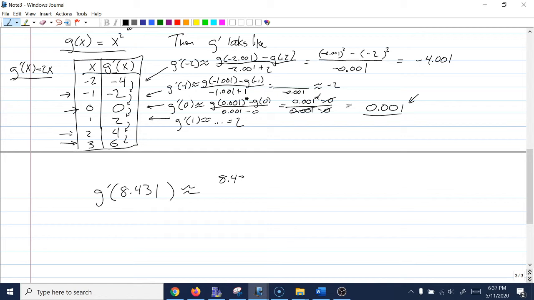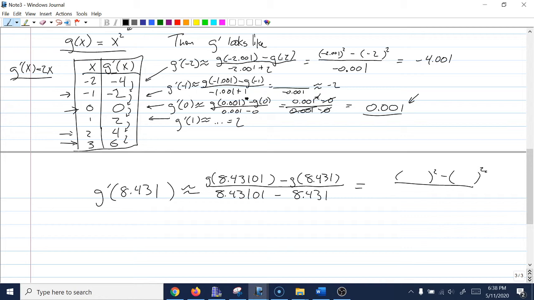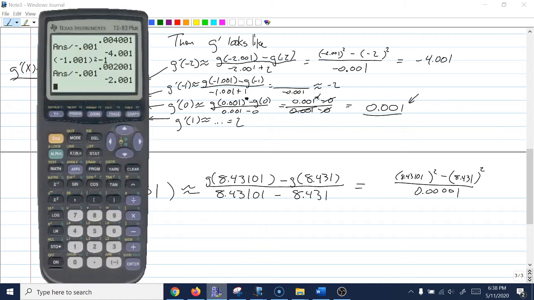I'll take 8.43101 minus g of 8.431 itself, divided by 8.43101 minus 8.431. How do I work out those g's? That's that number squared minus that number squared, divided by, what do I get when I subtract those? 0.00001.